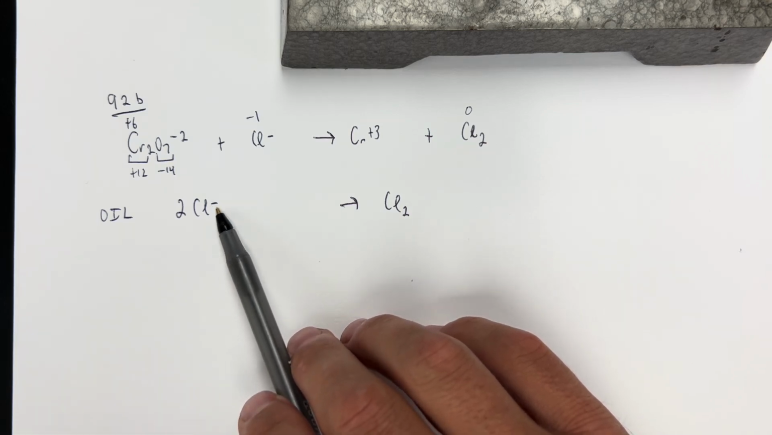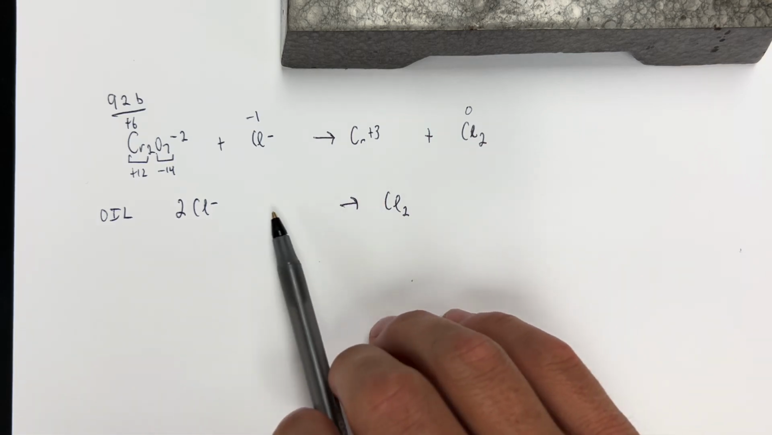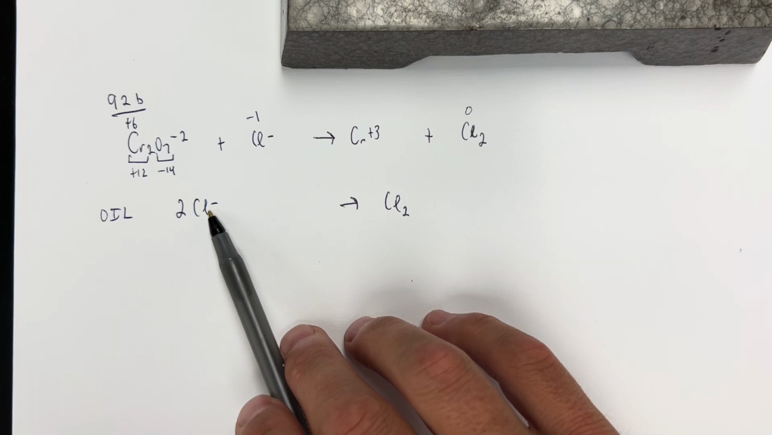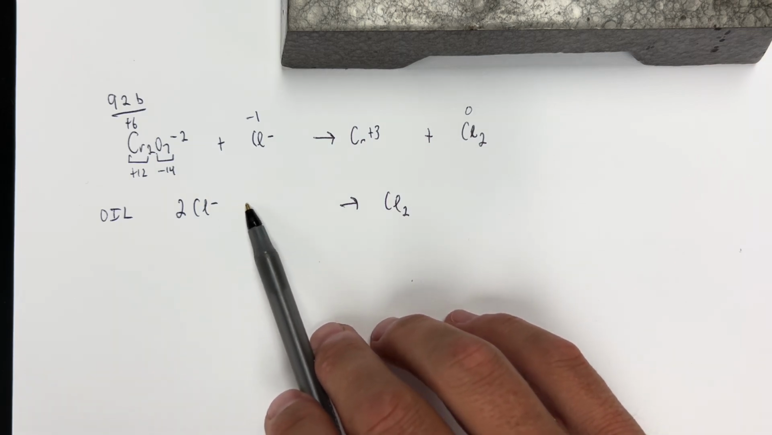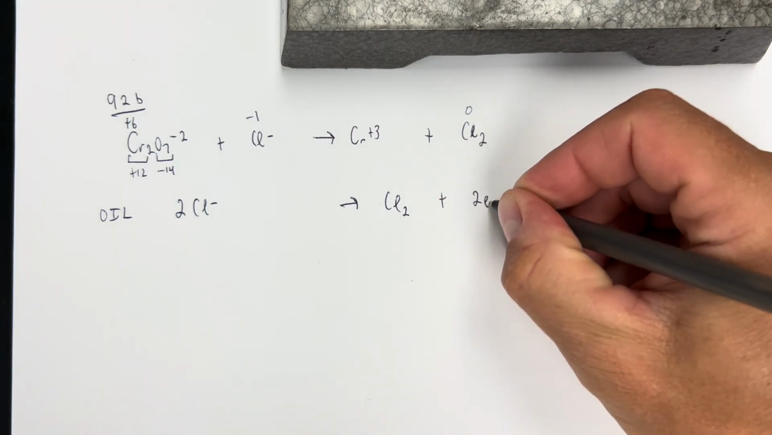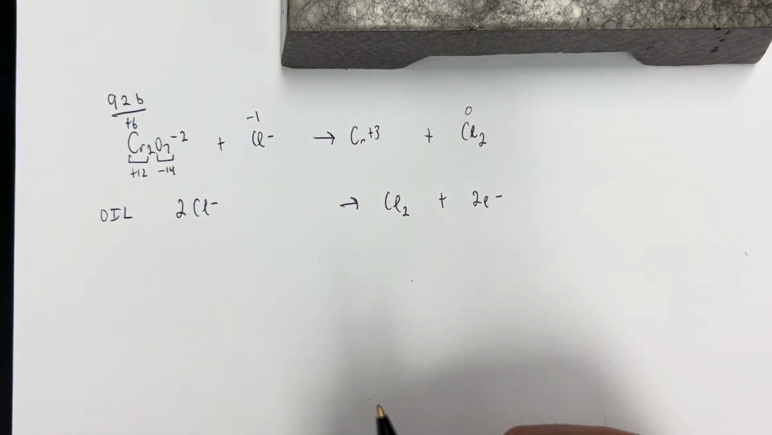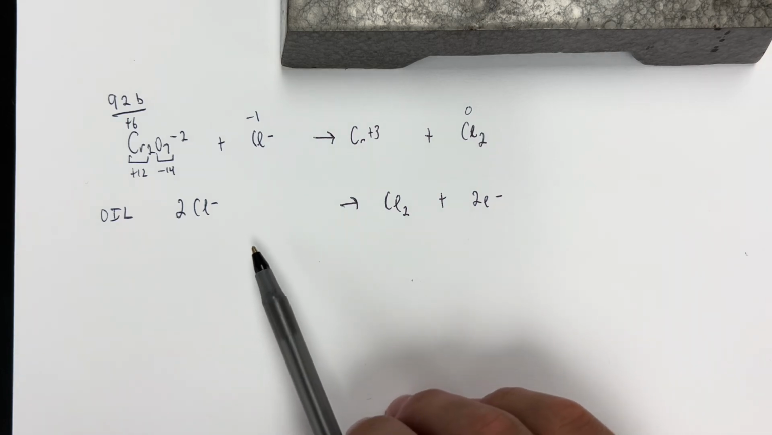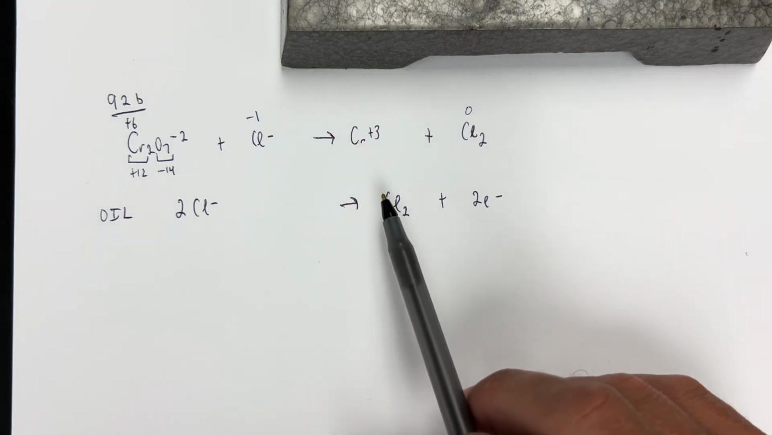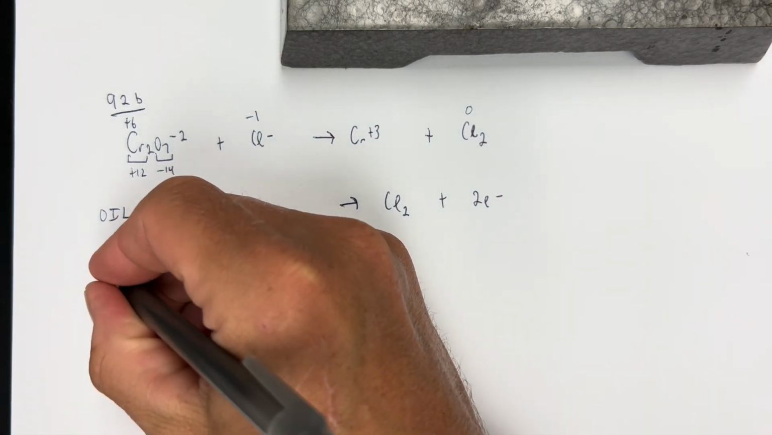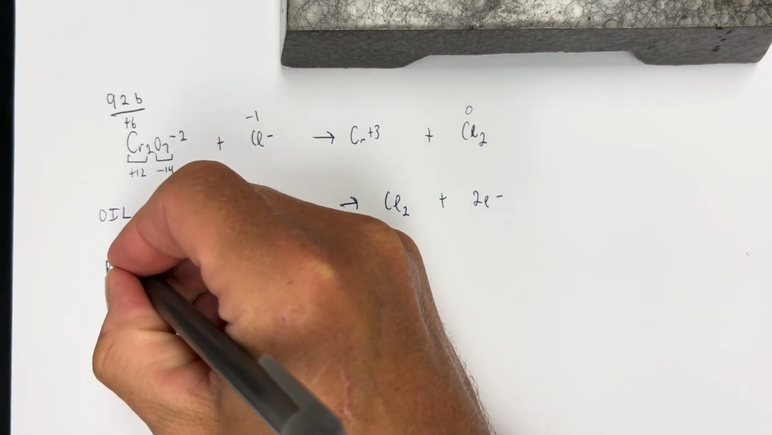Going from a -1 to a 0, oxidation is losing. So this is losing 1 electron per chlorine. So 2 of them total. Remember, instead of putting -2 electrons here, we put +2 electrons on that side. There's no oxygens, anything like that, so we don't have to worry about putting hydrogens in. Good to go there. Reduction, RIG.